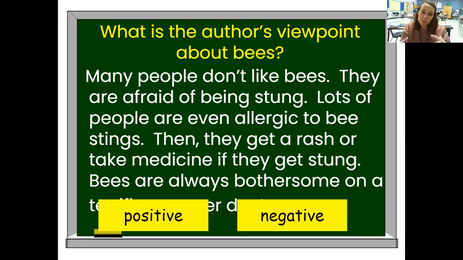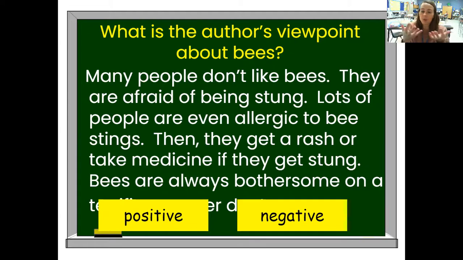They sting people. They're bothersome. Some people are allergic. You have a rash or you have to take medicine. So this author's giving a lot of negative facts about bees. But now think about your viewpoint. Do you agree or disagree with this author? Do you think bees are helpful or do you think that they're bothersome?